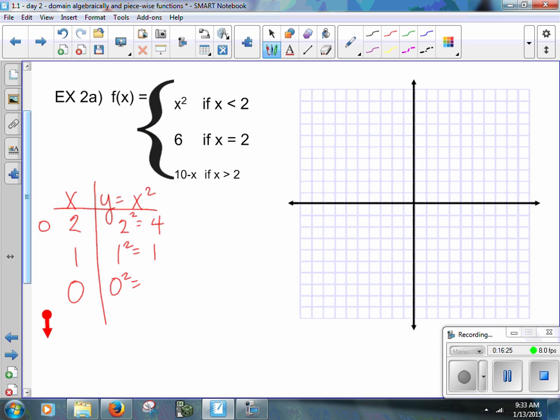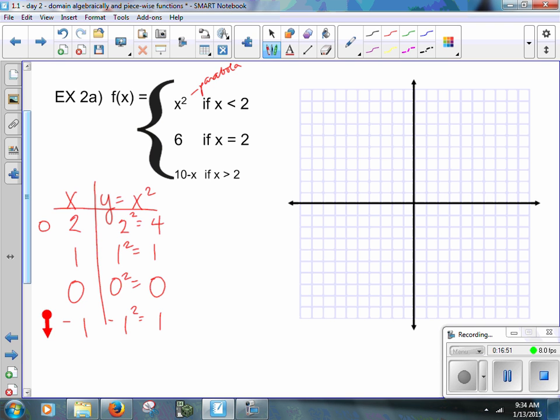1 squared is? Okay, I always hold my breath waiting for somebody to say what. Yeah, I always wait. What's my next value? 0. So 0 squared is? Let's go one more just for kicks and giggles. -1 is? What's -1 times -1? Positive 1. Hey, can we plot that now?